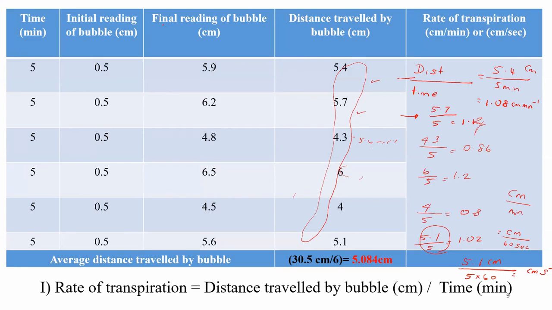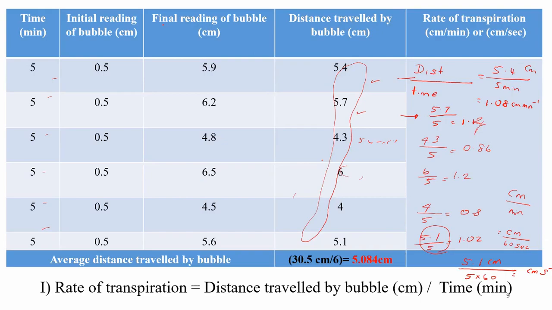And that will be divided by 6. In this 6: 1, 2, 3, 4, 5, 6. That will give the distance travelled by the bubbles at the average value. Understand? Yes, ma'am. So for an accurate reading, we can get the average distance. That will give 5.084 centimeters. Then we can go for the rate of transpiration, which is a more accurate rate.